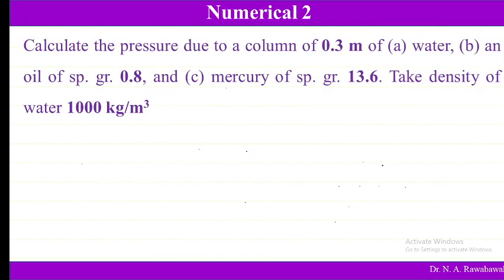Now coming to the next problem: calculate the pressure due to a column of 0.3 meter of water, an oil of specific gravity 0.8 and mercury of specific gravity 13.6. Take the density of water as 1000 kg per meter cube. So what he says is, there is a container in which some liquid is filled up to 0.3 meter.